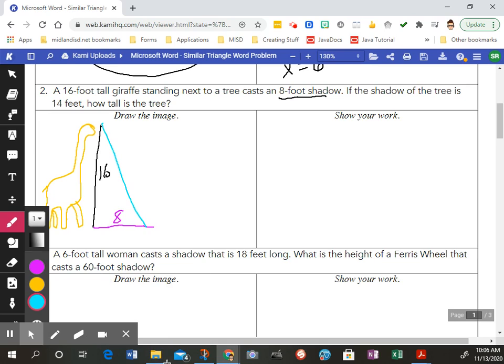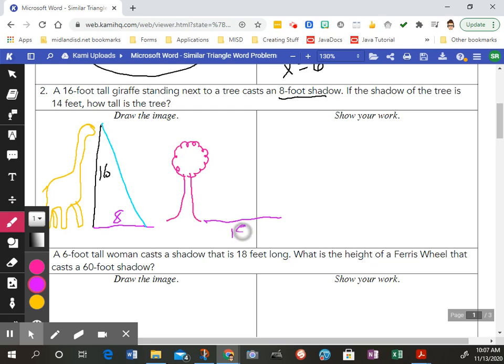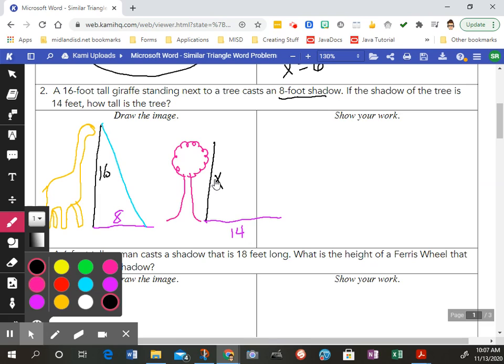And we're standing next to a tree. So I'm going to make it a pink tree. So here's the tree. And if the shadow of the tree is 14 feet, so here's my shadow. It's 14 feet. Whoops, that's not right. Undo. Where's my undo? Get my eraser. There we go. 14 feet. I want to know how tall is the tree. That's my X. Once again, I'm going to fill in the rest of the triangle.